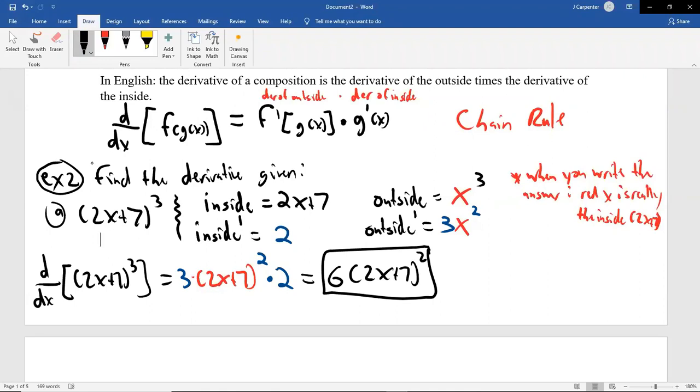So that was the problem. We figured out what to call the inside and the outside. When we labeled the outside, we labeled the inside as that red x. Then we took the derivative of each of those things, which was this and this, and then the derivative of the original is just the product of the derivative of the inside and the outside, but that red x that was representing the inside must actually go back to being the inside.